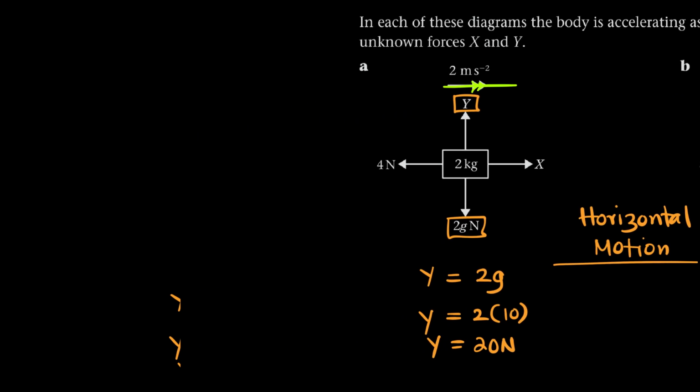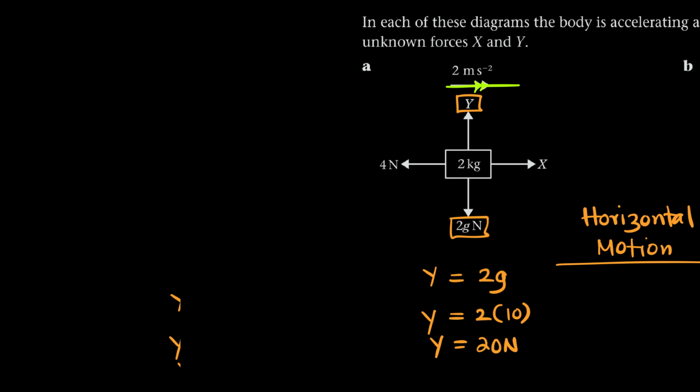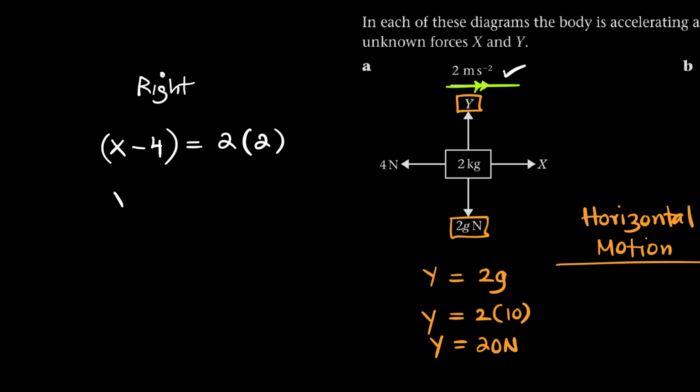Now let's focus on particle A. Now let's talk about the motion. The particle is moving to the right. That means the rightward force is greater than 4 Newton. In other words, the resultant force is x minus 4. That is equal to mass, which is 2 kg, into acceleration 2. So therefore, x minus 4 is equal to 4. Therefore, x is equal to 8 Newton.